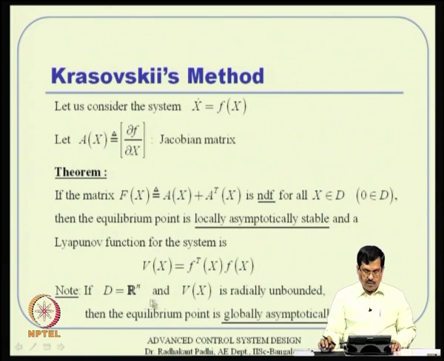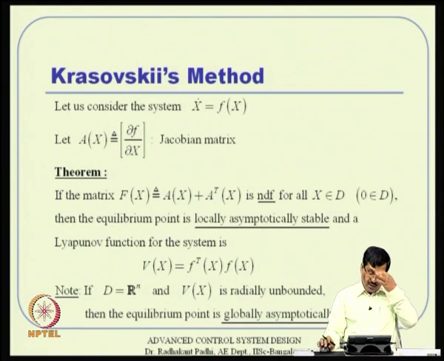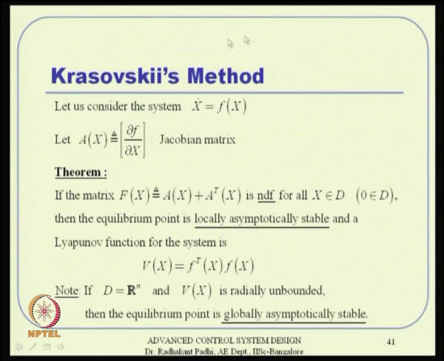Now, if D happens to be R^n, that means the entire R^n space, and V of x happens to be radially unbounded. Remember, there is no guarantee of that, because we are talking about f transpose f here. We are not selecting it ourselves. But if it happens to be radially unbounded and D happens to be the entire R^n space, then the equilibrium point will be globally asymptotically stable. So, this is Krasovskii's method, and it is a very powerful, direct way of evaluating stability.